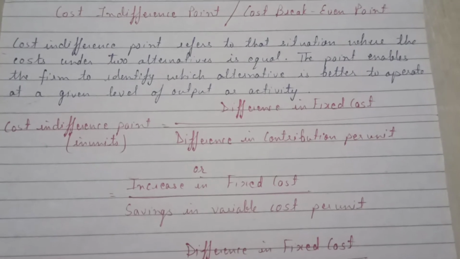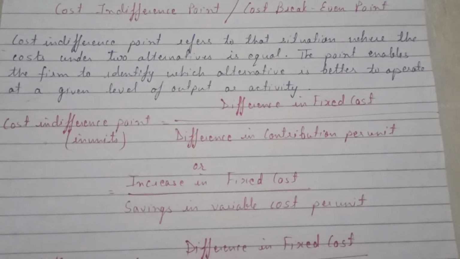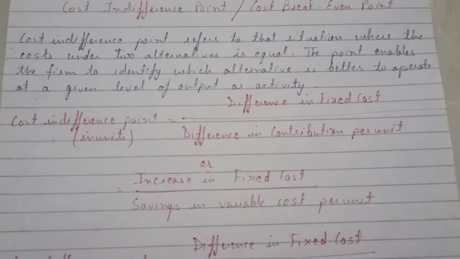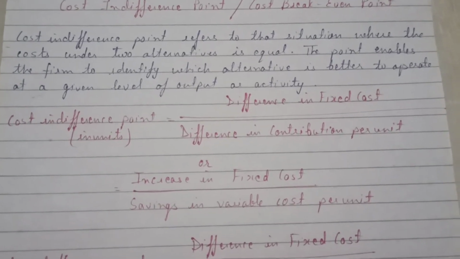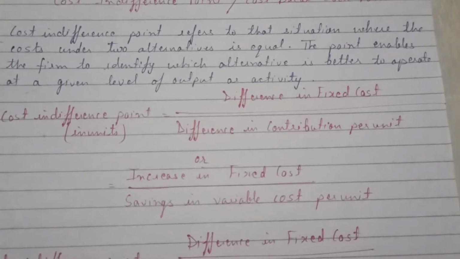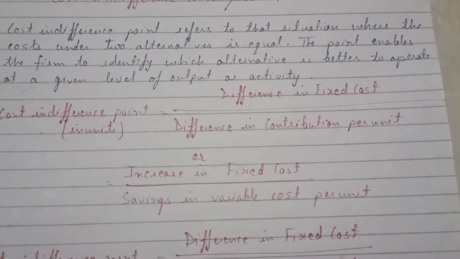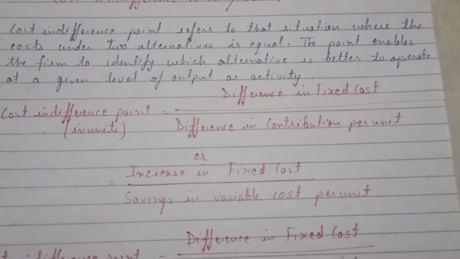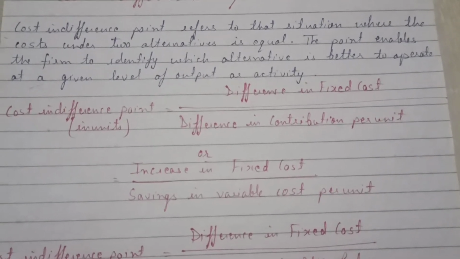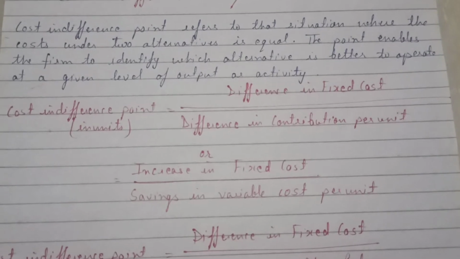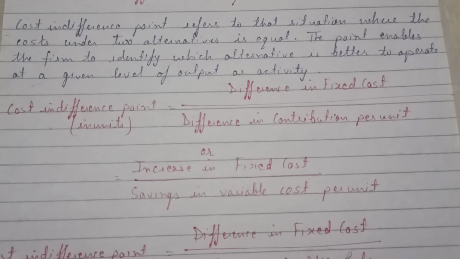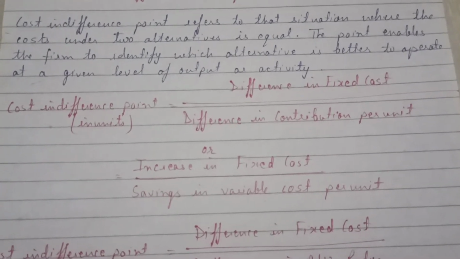The point enables the firm to identify which alternative is better to operate at a given level of output or activity. So the formula for cost indifference point, if you want to calculate in units, is difference in fixed cost over difference in contribution per unit. So we are going to find out the difference between the fixed cost of the two projects or the two alternatives, and in the same manner the difference between the contribution of the two projects, and then simply divide it. You will get your cost indifference point in units.